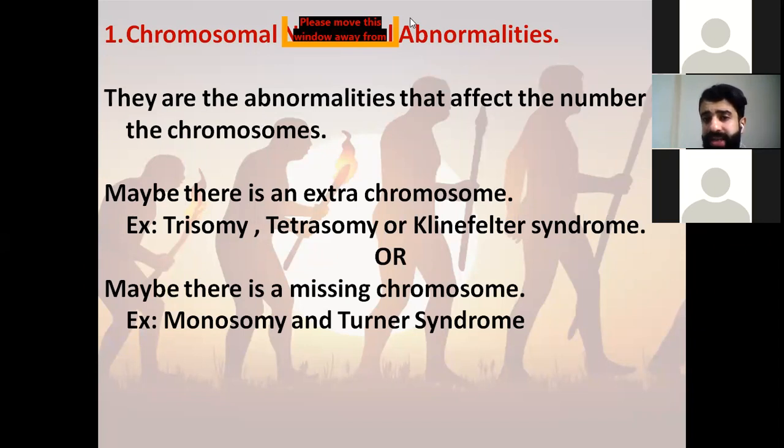So abnormalities affecting the numbers: either we have an extra chromosome or we have a missing chromosome. Either we have one chromosome extra or two chromosomes extra, or we have a missing chromosome. So let's move to talk about these cases.